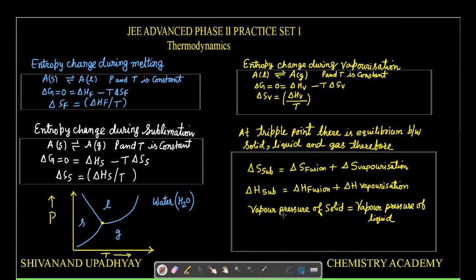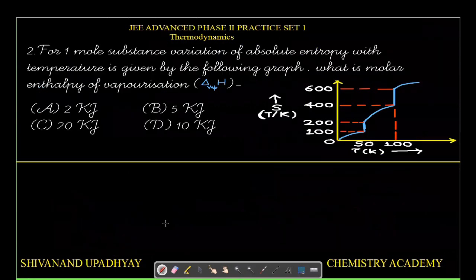The vapor pressure of the solid form of the substance is equal to the vapor pressure of the liquid form of the substance. I can't write this at any temperature. That is valid only at the triple point, where there is an equilibrium between solid, liquid, liquid and gas, and solid and gas at the same temperature. And because of this same temperature, we are able to write all these things. So this is important; we use it in numericals. And the important point is that when melting is taking place at melting point, or boiling is taking place at boiling point, or sublimation is taking place at sublimation point, temperature remains constant. Temperature is not going to change.